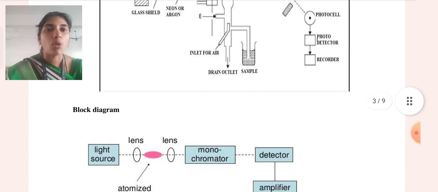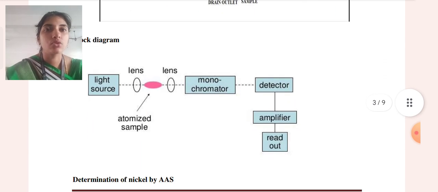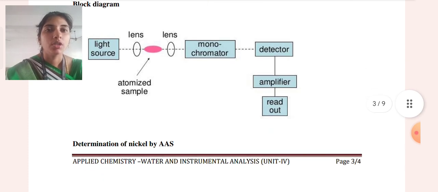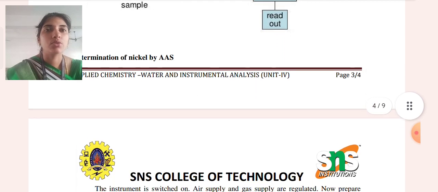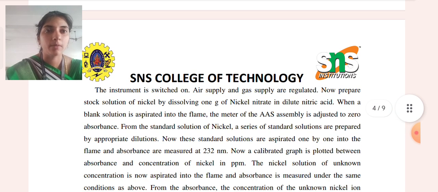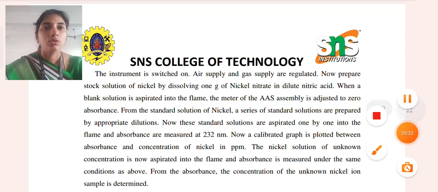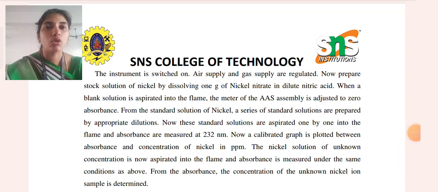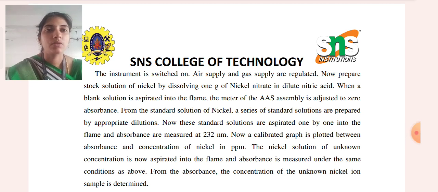So this is the block diagram which represents the light source, lens, monochromator, detector, amplifier, and the readout device. So by using atomic absorption spectroscopy, we determine the amount of nickel, through the absorption of light.